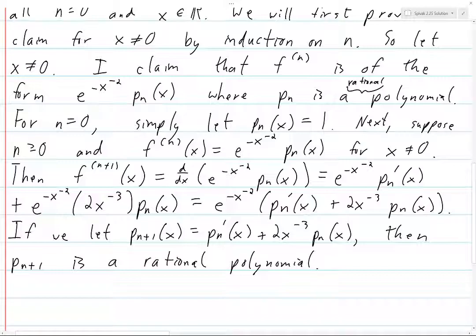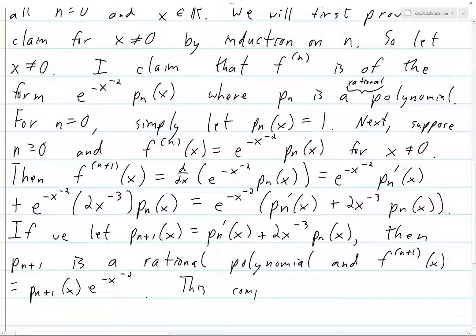Because if you take the derivative of a rational polynomial, you're going to get a rational polynomial. And so Pn prime is a rational polynomial. Then 2x to the minus 3 is a rational polynomial, and you're multiplying it by Pn of x, which is a rational polynomial. Multiplying two rational polynomials gives a rational polynomial, and adding two rational polynomials gives a rational polynomial. So P n plus 1 is a rational polynomial, and f to the n plus 1 of x is P n plus 1 of x times e to the minus x to the minus 2. And that's what we wanted to prove. So this completes the induction step.